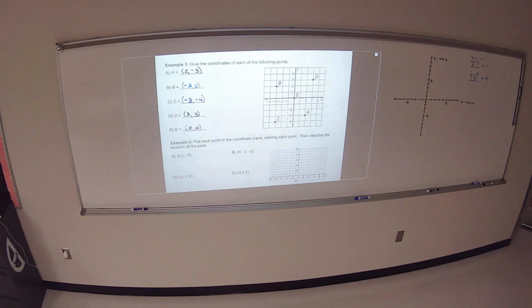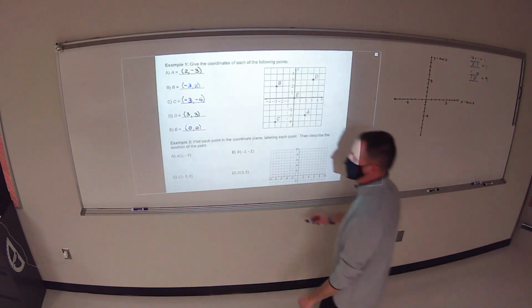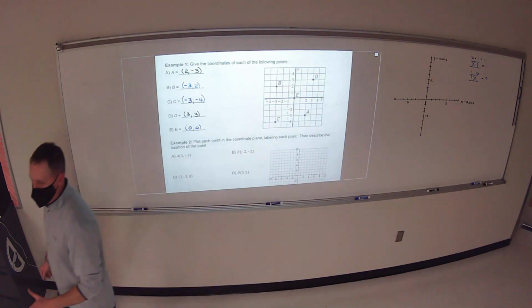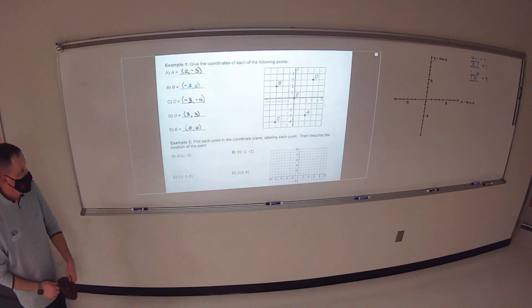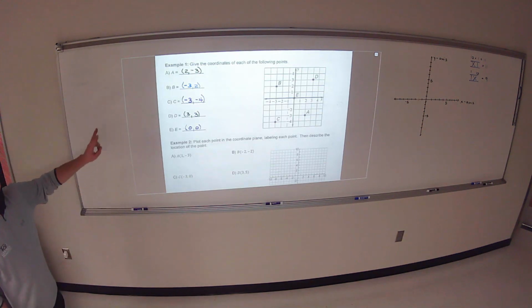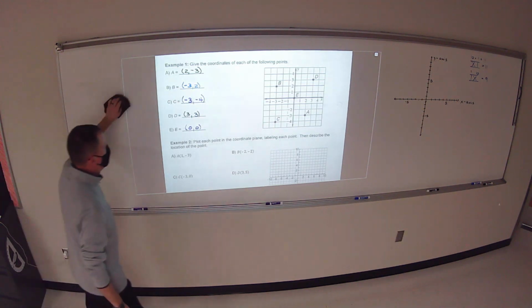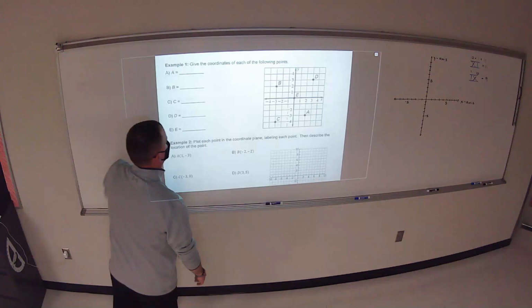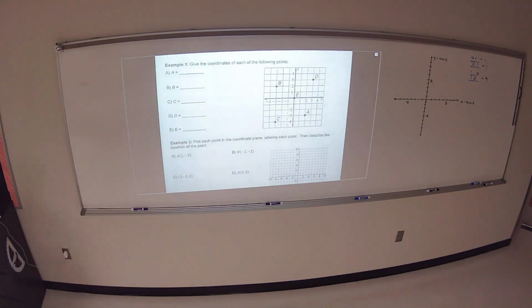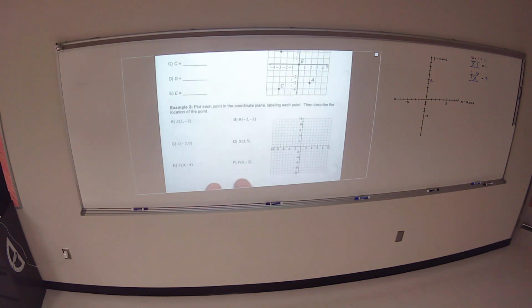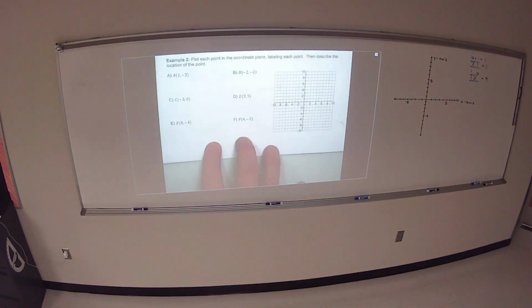All right, now the next example, all we're doing is flipping the roles, but I did add an extra piece. You're going to graph it, label it. So draw a point and label it as A, B, C, D, E, or F, whichever point you're graphing, but then also describe the location. And remember, when it comes to describing the location, there are 7 options. Quadrant 1, quadrant 2, quadrant 3, quadrant 4, the x-axis, the y-axis, or the origin. All right.